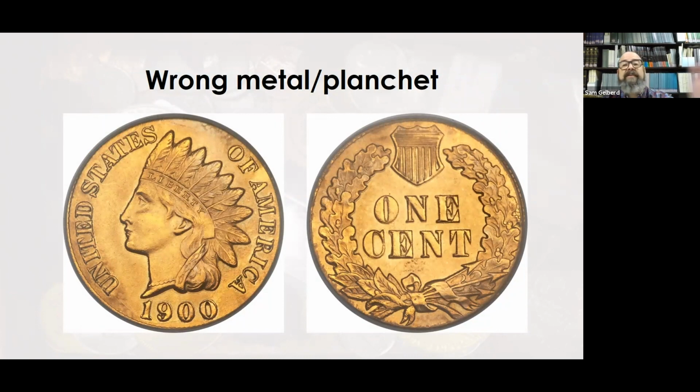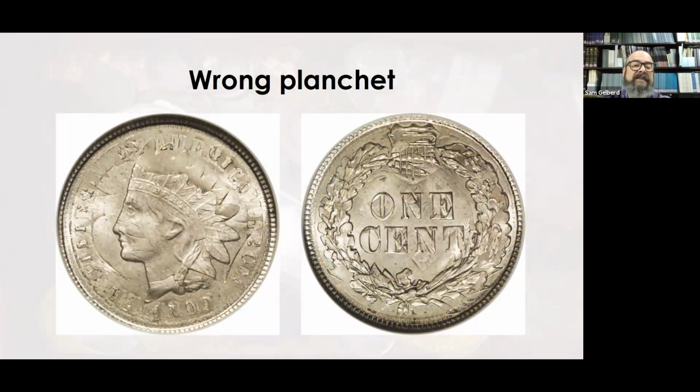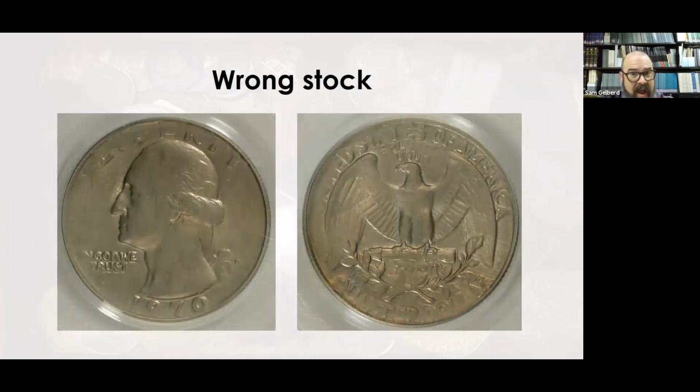Speaking of dramatic errors, this is a wrong metal or wrong planchet coin. This is an Indian head cent that was mistakenly struck on a planchet for a $2.50 gold piece. Very hard to come by. This, of course, is another Indian head cent that was struck over a barber dime. Some people might classify that as an 11-cent piece. Kind of cool.